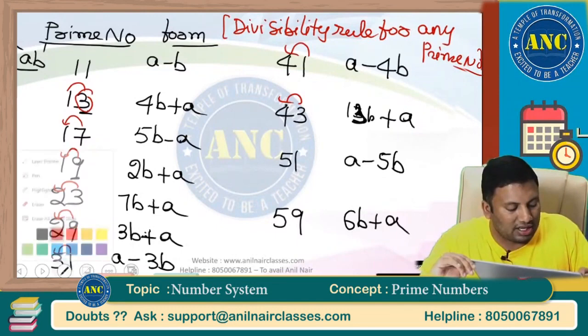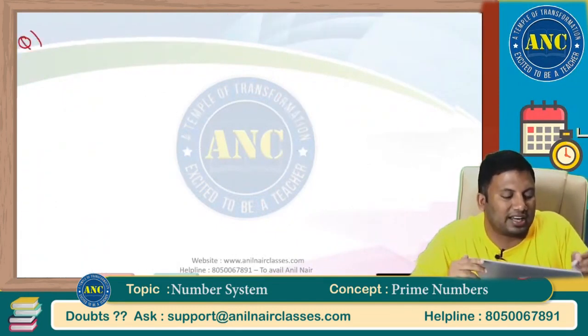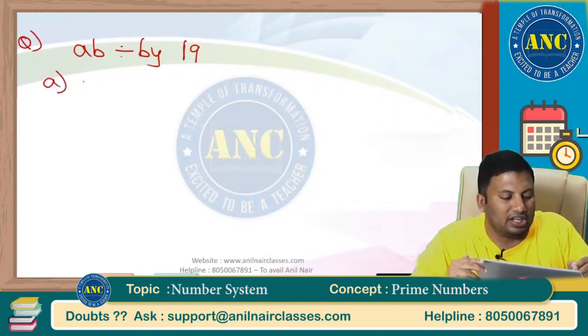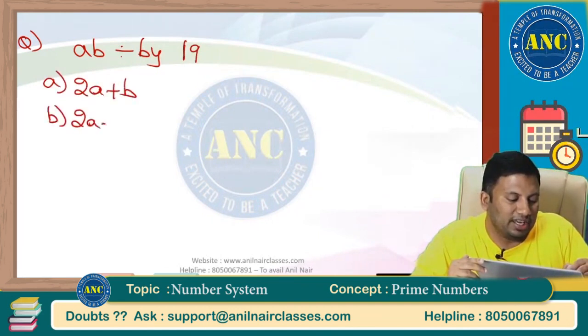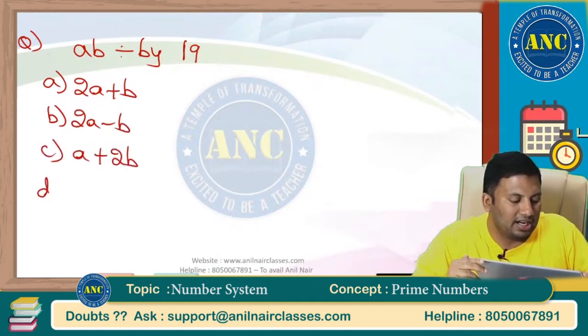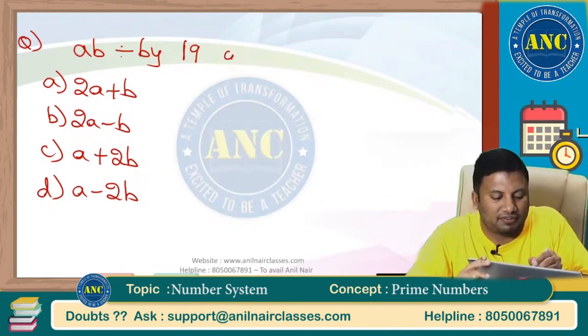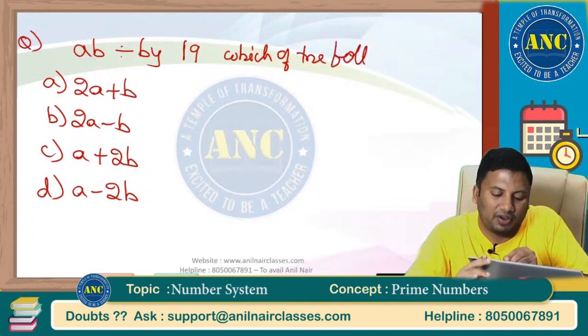Now there is a question which is more or less a CAT level question. AB is divisible by 19. Which of the following is true? Options: 2a plus b, 2a minus b, a plus 2b, and a minus 2b. AB is divisible by 19. Which of the following answer options satisfies the equation?